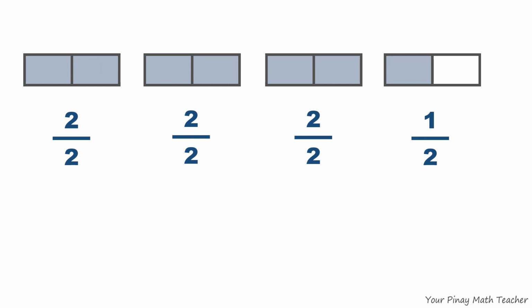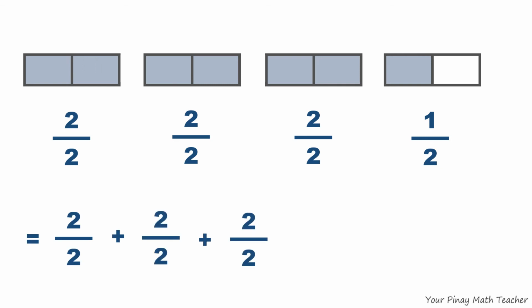Combining the 4 fractions, we have 2/2 plus 2/2 plus 2/2 plus 1/2 equals 7/2. 2 plus 2 plus 2 plus 1 is equal to 7. That is why we have 7 out of 2.